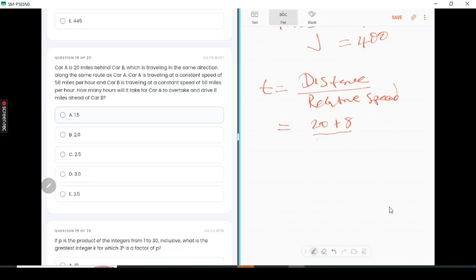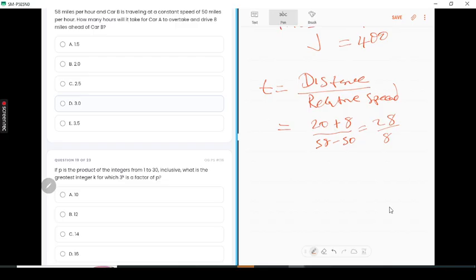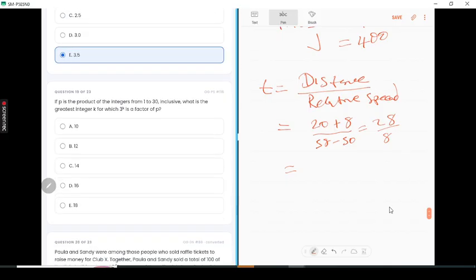But the relative speed is 58 minus 50. So we have 28 divided by 8. Please, can you work out 28 divided by 8? Can you confirm it's 3.5? I don't know why you are wasting time.